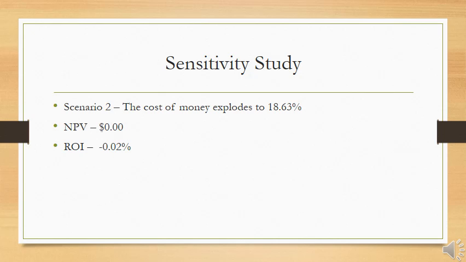Okay, so the second sensitivity study. What if the cost of money explodes? Beyond 18.63%, in this instance, we don't want to make the investment. However, the probability of this is very low, and we can avoid this by having our financial analysts take a look at the likelihood of that in the next 6 years.